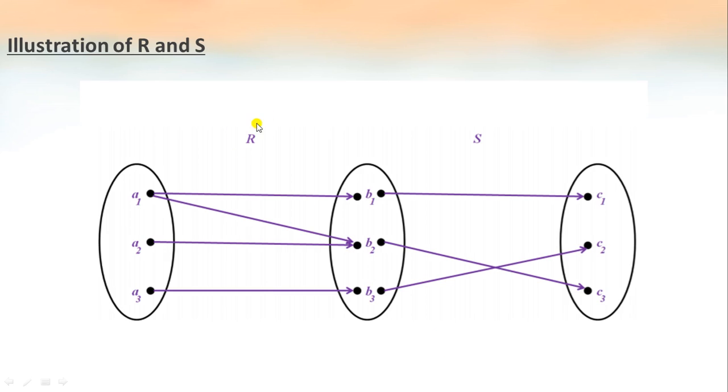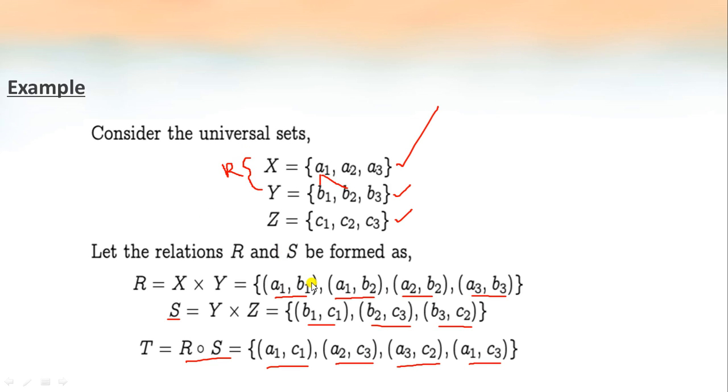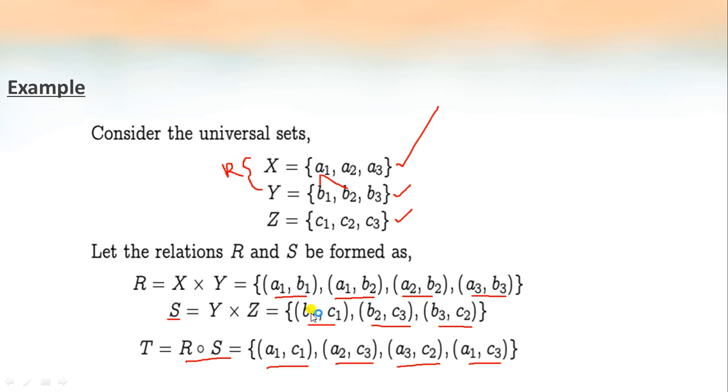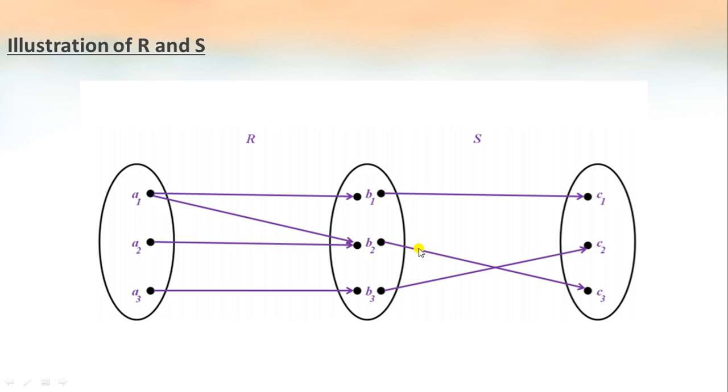Say this R. What all relations are included in R? A1 B1, A1 B2, A2 B2, A3 B3, which is represented here. Now for S, B1 C1, B2 C3, B3 C2. By observing this mapping, we can find out our composition. See, A1 is mapped to B1 and B1 is mapped to C1. So in our composition, we can take A1 and C1. Similarly, A1 and C3. Then A2 and C3. A3 and C2. This is our composition.